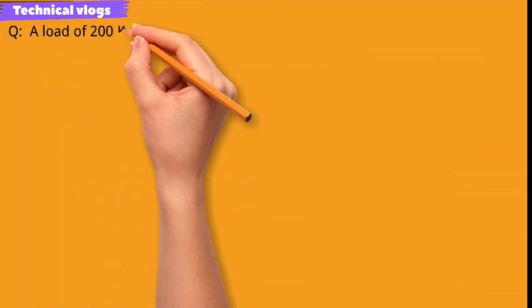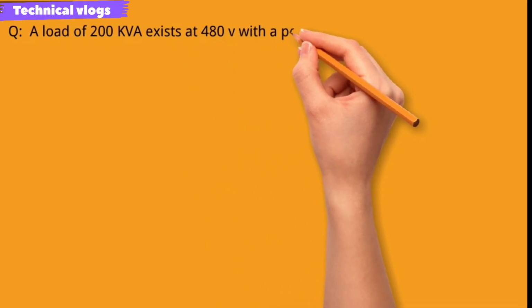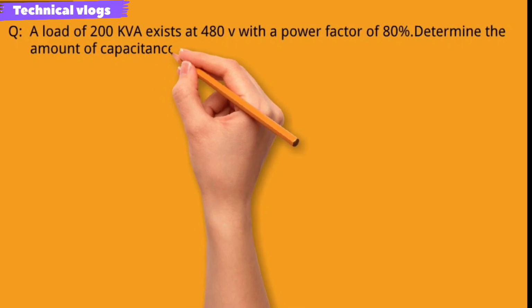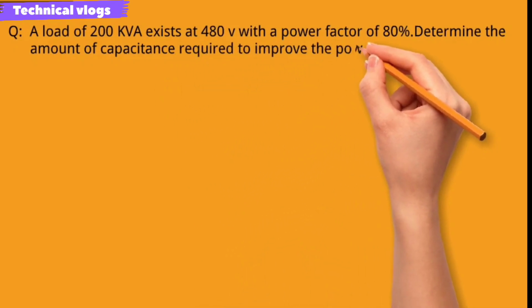A load of 200 kVA exists at 480 volts with a power factor of 80%. Determine the amount of capacitance required to improve the power factor to 95%.